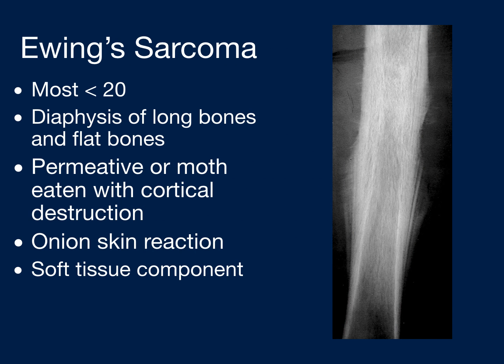The first of these is Ewing sarcoma, and these occur in younger patients, usually in the diaphysis of long bones, but also in the flat bones. They have a permeative, aggressive appearance with cortical destruction. They can have onion skin periosteal reaction, and in this case, you see a very aggressive periosteal reaction, so you have to think of a Ewing sarcoma when you see this, and often they'll have a soft tissue component.